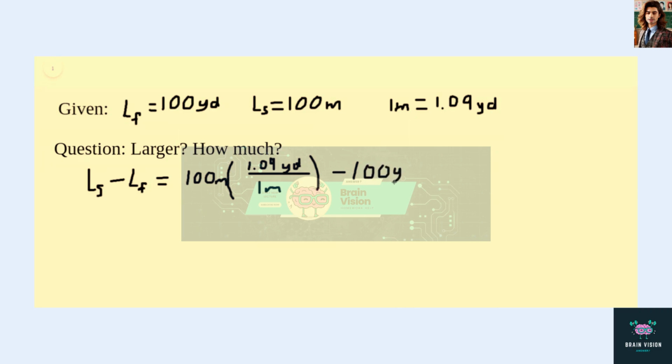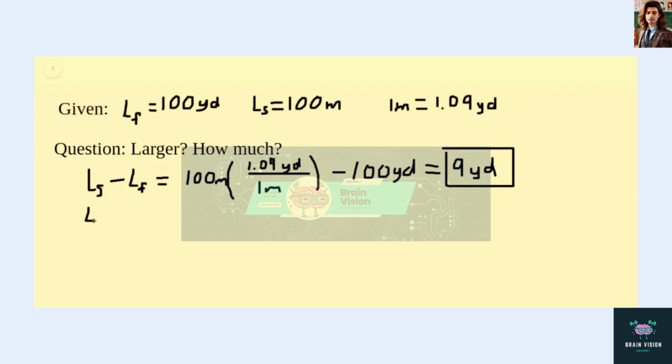Well, 100 meters times 1.09 yards per meter is going to be 109 yards. 109 minus 100 is going to give us a total of 9 yards. Okay. So the soccer field is 9 yards larger than the football field.